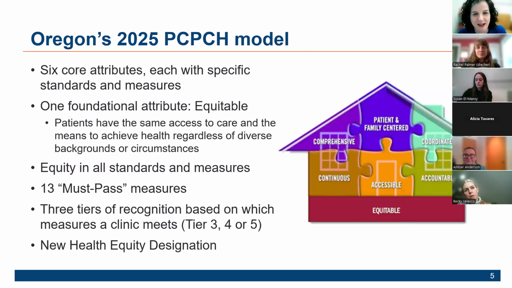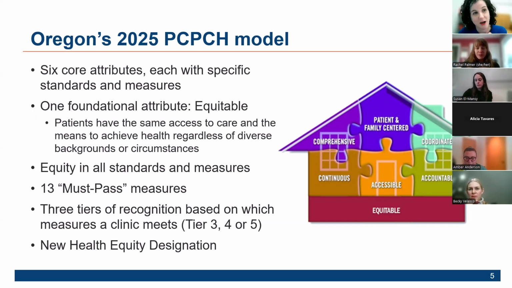So if we can move on to the next slide, great. So this is just a quick overview of how the model is structured. As you can see, there are 6 core attributes on the house graphic. These core attributes have remained unchanged since the program was first started, because they really are the central aspects of providing high quality patient-centered care, and so they have remained unchanged.